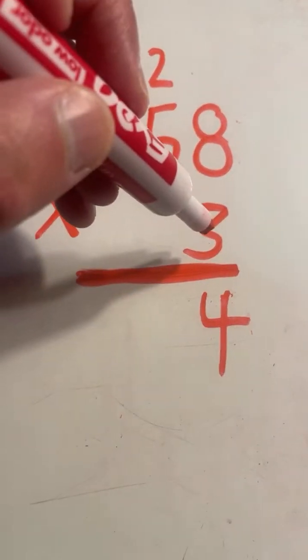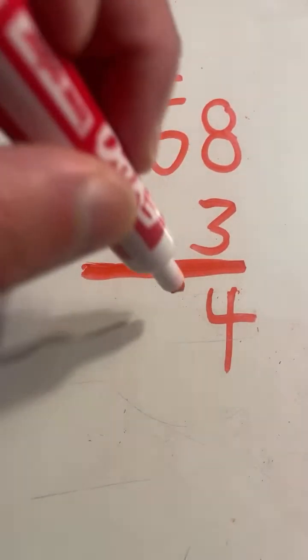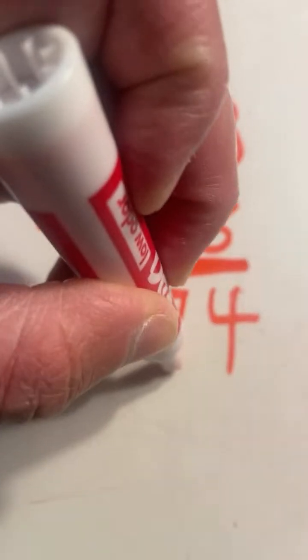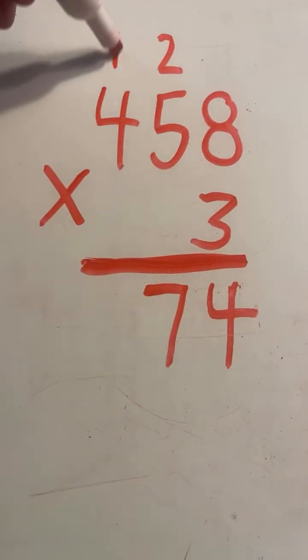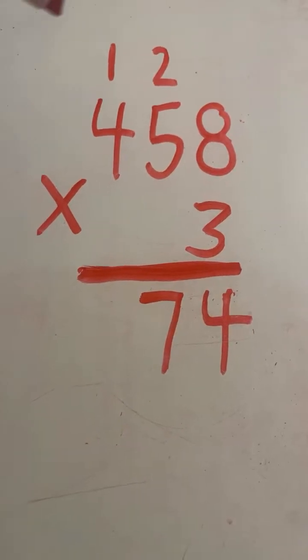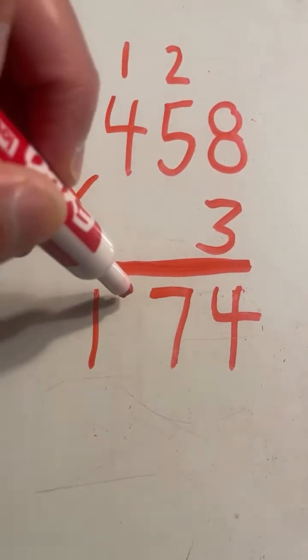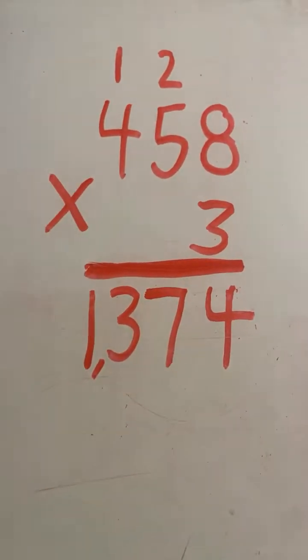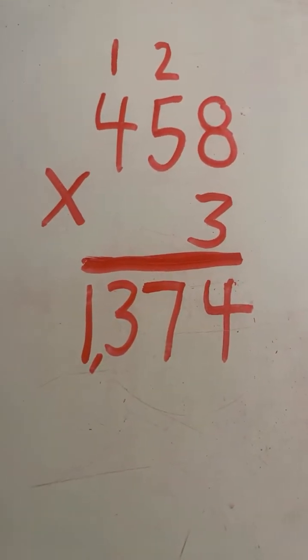5 times 3 equals 15, plus 2 equals 17. The 7 in 17 goes in the tens place. The 1 in 17 gets carried over to the hundreds place. 4 times 3 equals 12, plus 1 equals 13. And we have our final answer. 458 times 3 equals 1,374.